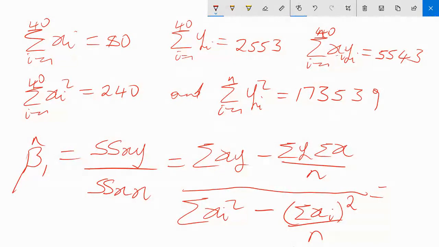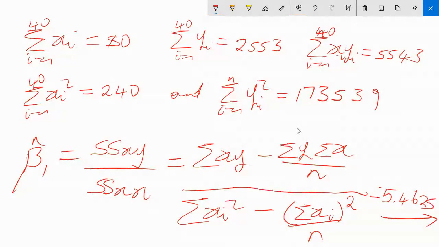I'm getting 5.463. Thank you. Are you all having this value? Yeah, 5.46. So this one I'm told is 5.4625. Great. So this is the value.